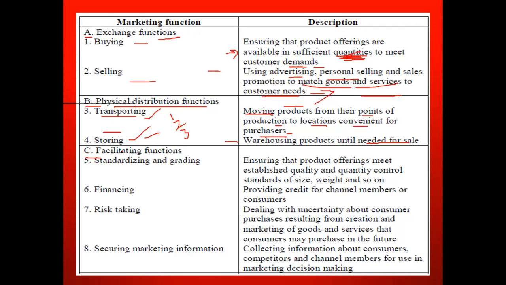Next, what is the third function? The facilitating function: how we facilitate those marketing strategies. In the facilitating function, the first point is standardizing and grading of the products. What is the meaning of standardizing and grading? It means ensuring that product offerings meet established quality and quantity control standards of size, weight, and so on.